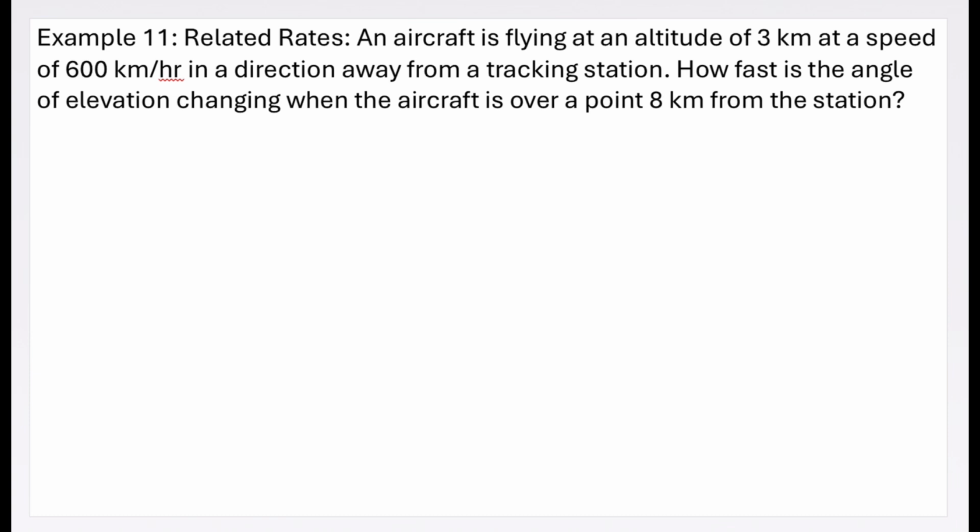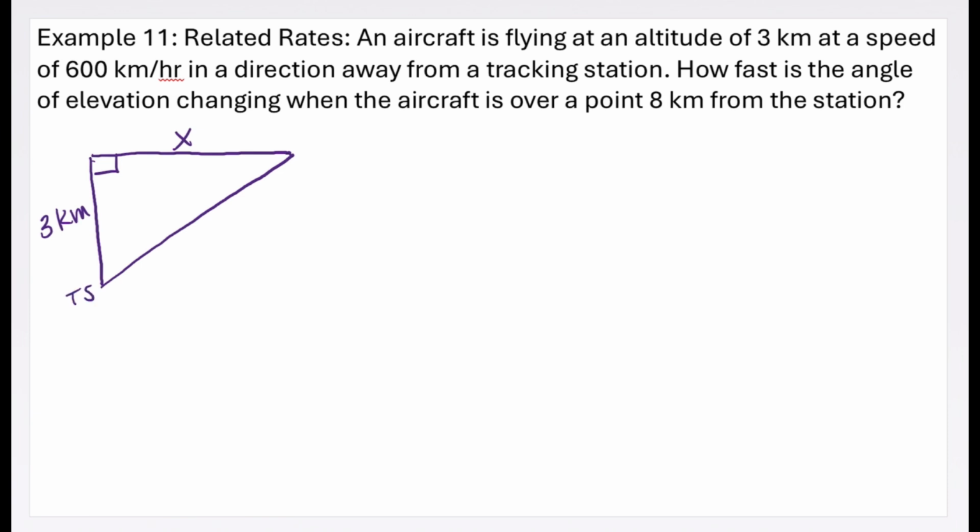So I'm going to draw a picture for this one. So we have an aircraft that's flying at an altitude of 3 kilometers. So here's that path of that plane, and I'm going to call that path x. And that path is 3 kilometers off the ground, and it's going to stay that way. It's a constant height of that plane. I'm going to connect this to make this triangle. So here's the tracking station. It's going to be down here.